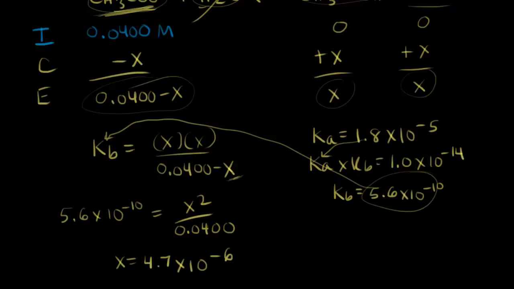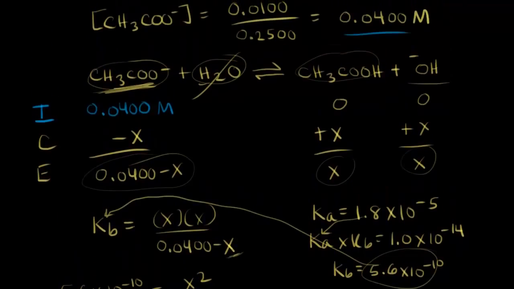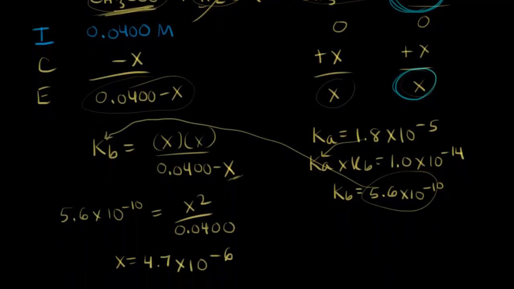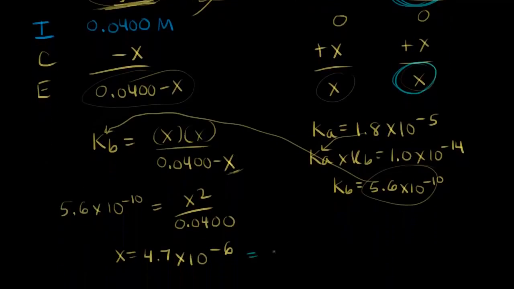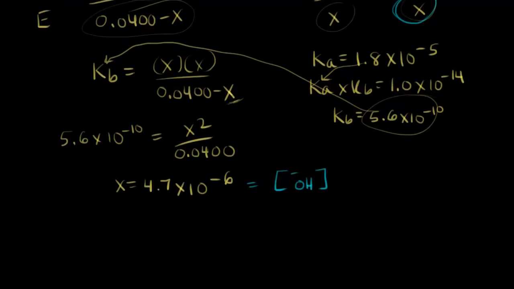What does x represent? Right, we go up here and we notice that x represents the concentration of hydroxide ions. So this is equal to the concentration of hydroxide ions, 4.7 times 10 to the negative 6 molar. All right, our goal was to find the pH. So at this point, it makes sense to find the pOH.